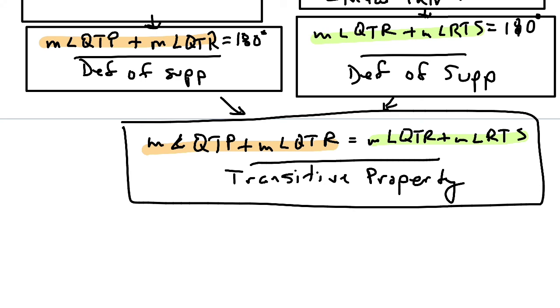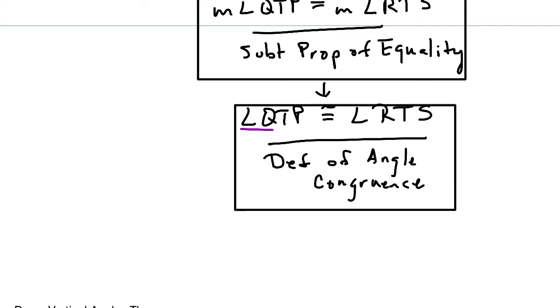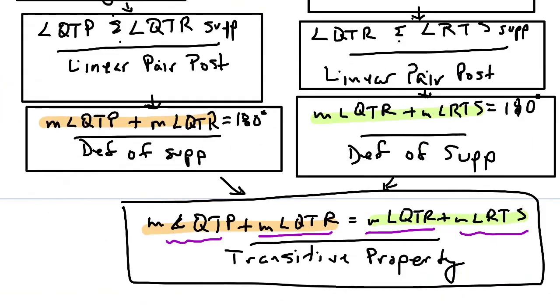Now, I want you to notice something. I'm going to do some underlining here so we can see. I'll choose a new color for my underlining, purple. I want you to notice that on the left side, I have the measure of angle QTR. On the right side, I have the measure of angle QTR. I should be able to subtract those from both sides, leaving behind QTP and RTS as equal to each other. And let's check QTP and RTS. That's what we're supposed to prove. Okay, good. So we're on track here.